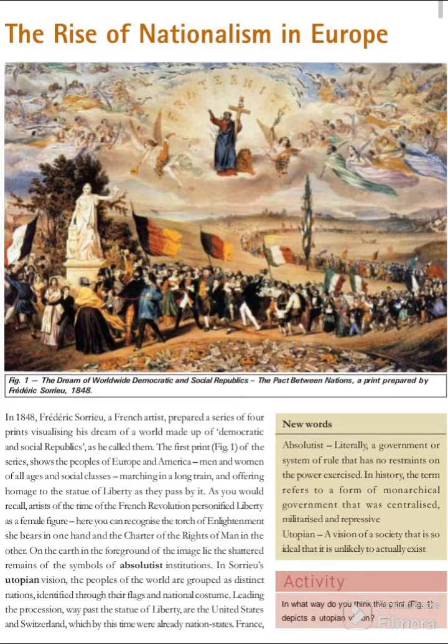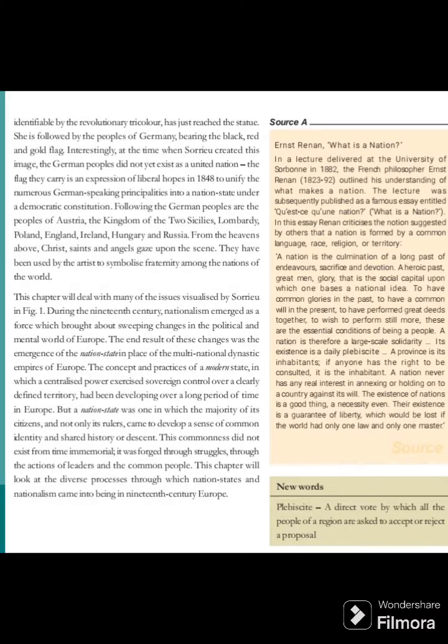In Sorrieu's utopian vision, the peoples of the world are grouped as distinct nations, identified through their flags and national costume. Leading the procession, way past the Statue of Liberty, are the United States and Switzerland, which by this time were already nation-states. France, identifiable by the revolutionary tricolor, has just reached the statue.